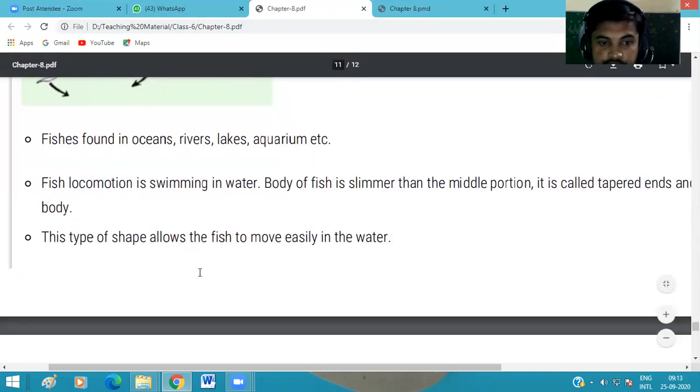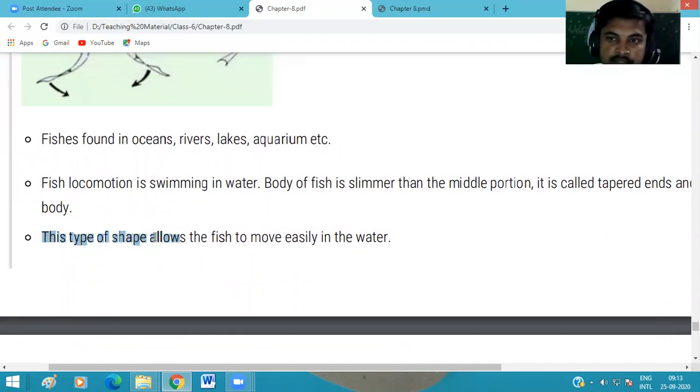Fishes and boats have this type of shape, and this shape allows the fishes to move easily in water. Because of the streamline shape they move in water very easily.